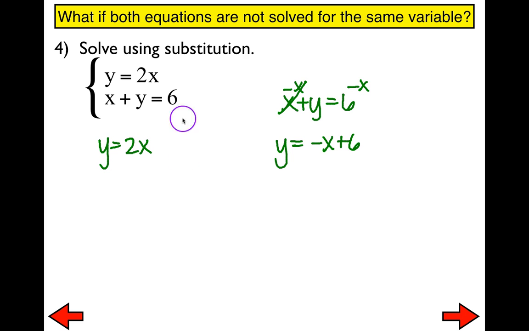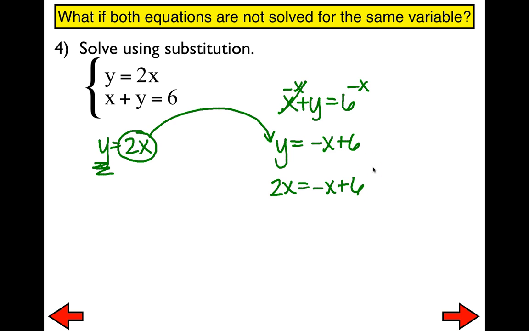So watch. Here, since both variables are solved for, simply take this 2x and substitute in for y. Again, y, and not x, because here it says y equals. So here we have 2x equals -x plus 6. Notice here I do not have to distribute. I don't have to combine like terms. So in this case, I'm going to go ahead and move my x over to the left, leaving me with 3x equals 6. Now divide both sides by 3, and I'm left with x equals 2.